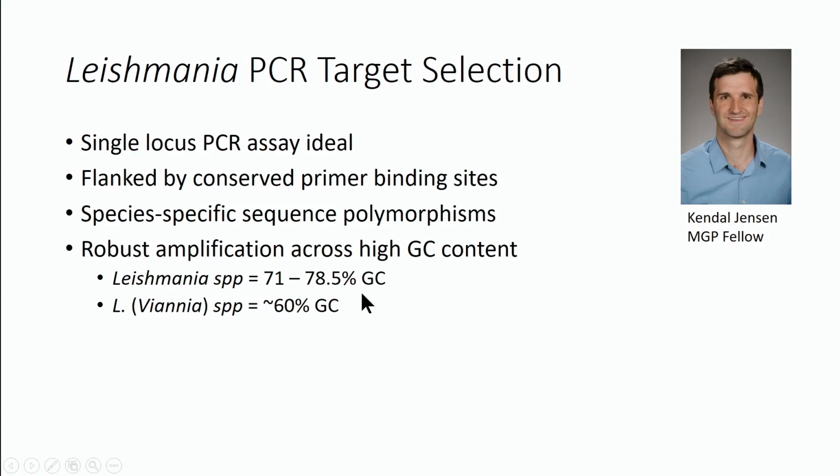And it has to work across a pretty wide range of, from a PCR perspective, fairly hostile conditions, right? So for comparison, E. coli is about 50% GC, human on average is about 41%. The true Leishmania genomes are up in the 70 to 80% range, and the Viannia subgenus down around a scant 60%. So really a wide range of molecular conditions to deal with.